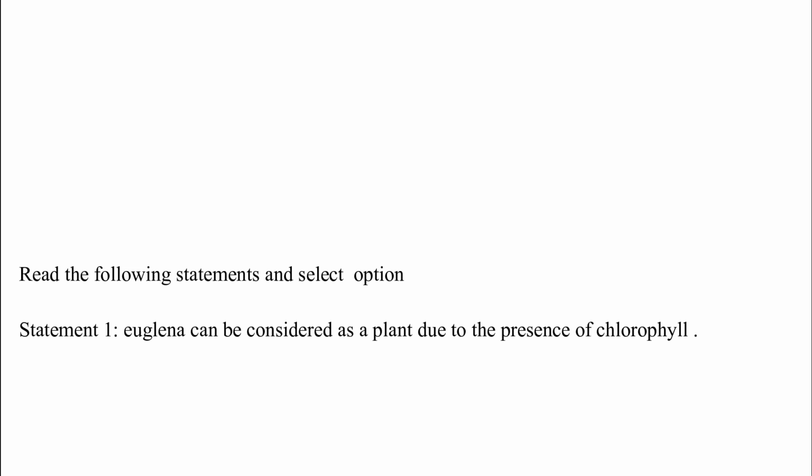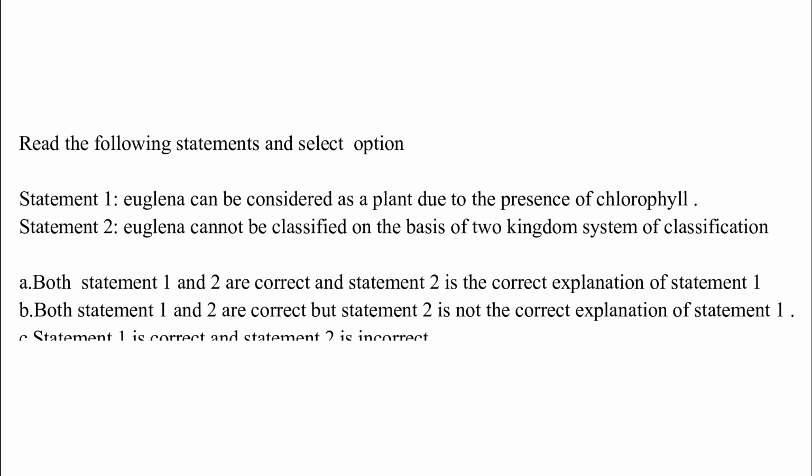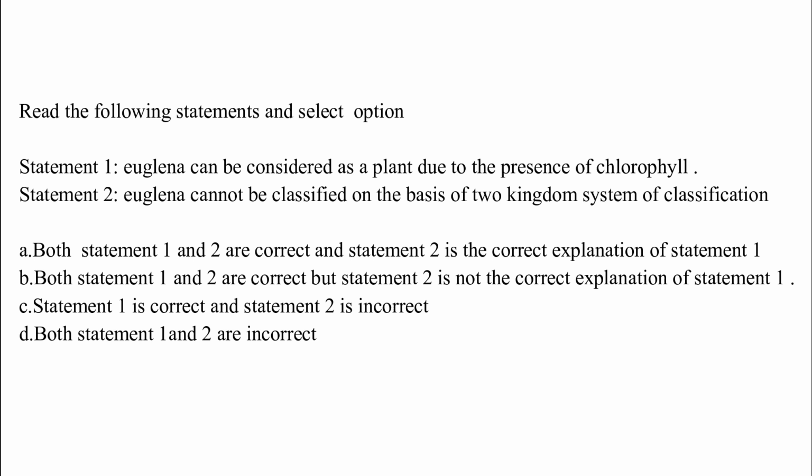Read the following statements and select the correct option. Statement 1, Euglena can be considered a plant due to the presence of chlorophyll. Statement 2, Euglena cannot be classified on the basis of the two kingdom system of classification. Option A, both statements 1 and 2 are correct and statement 2 is the correct explanation of statement 1. Option B, both statements are correct but statement 2 is not the correct explanation of statement 1. Option C, statement 1 is correct and statement 2 is incorrect. Option D, both statements are incorrect. The correct answer is option B, both statements 1 and 2 are correct but statement 2 is not the correct explanation of statement 1.